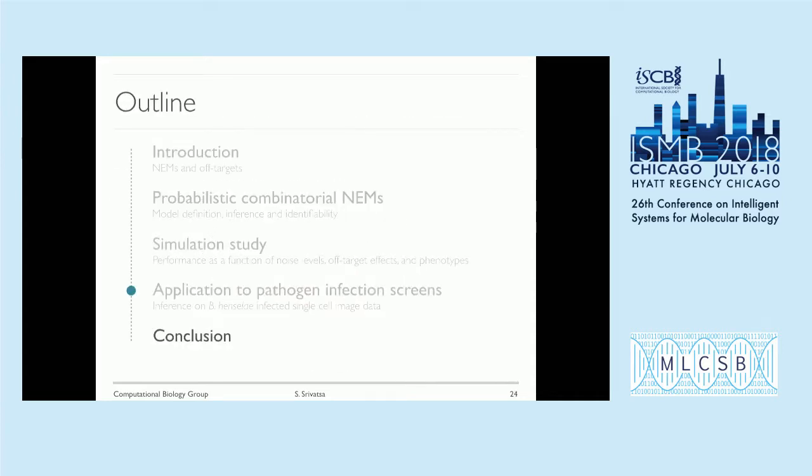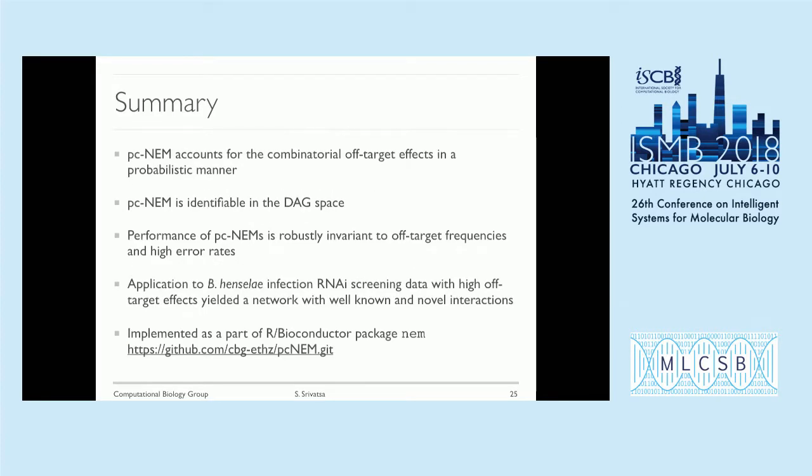That brings us close to the end of my talk. So in summary, we developed a novel extension of NEMs called probabilistic combinatorial nested effects model that explicitly accounts for combinatorial off-target effects in a probabilistic manner. It is this probabilistic aspect of the model that makes PCNEMs identifiable in the DAG space. We performed an exhaustive simulation study where we showed that PCNEM was invariantly robust, or robustly invariant, to the degree of off-target frequencies and high error rates.